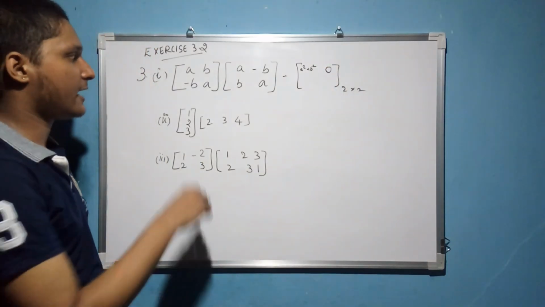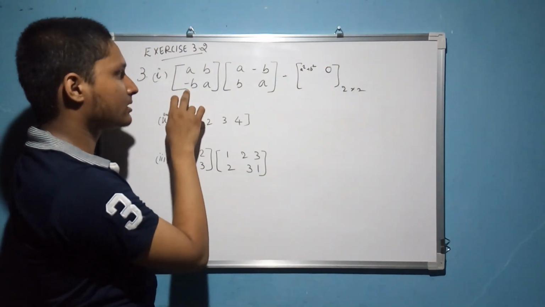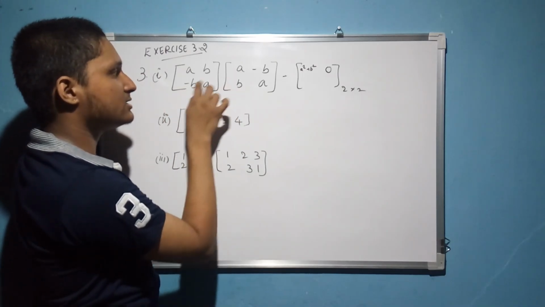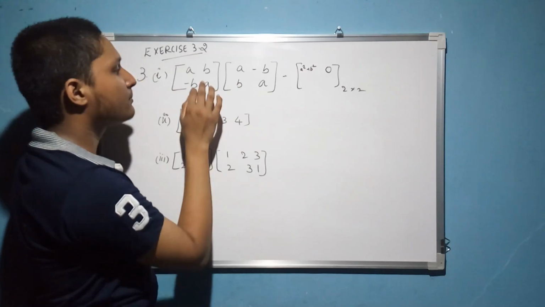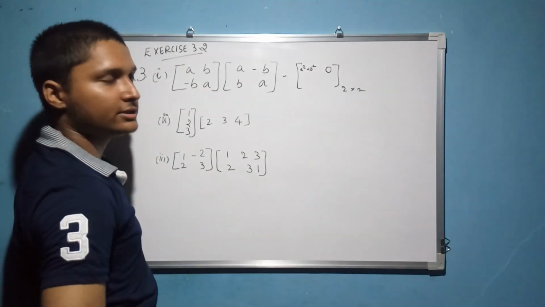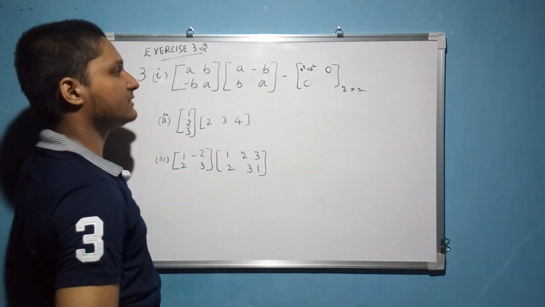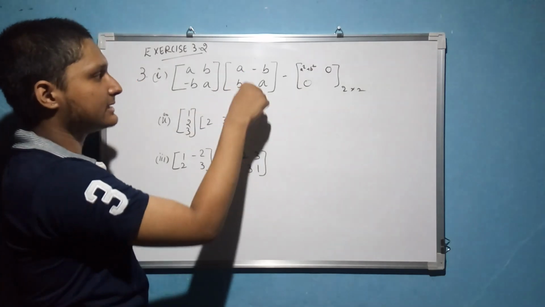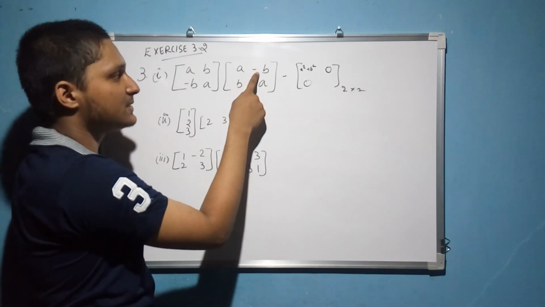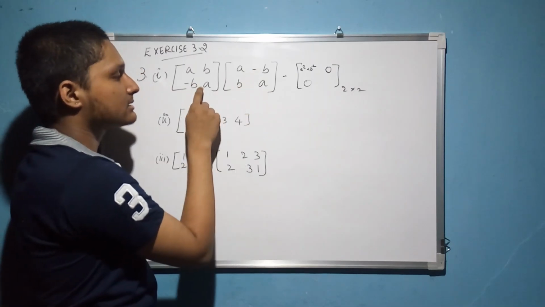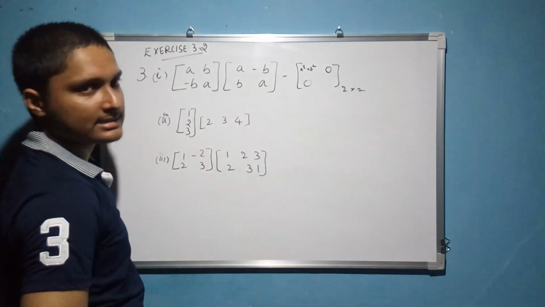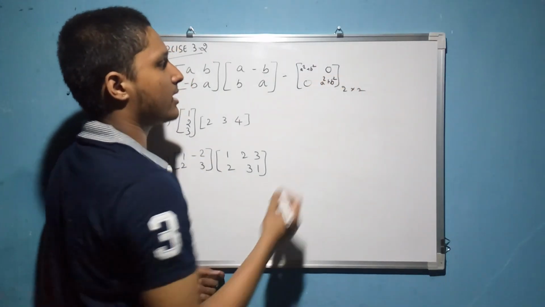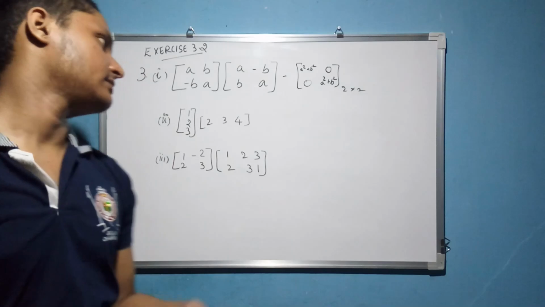Okay, now we have the second row and the first column. That is going to be minus B into A, that is minus BA, plus A into B, that is going to be 0 here also. Now you have the second row and the second column. That is minus B into minus B is B square, plus A into A is A square. So it is going to be A square plus B square. That is going to be the answer here.